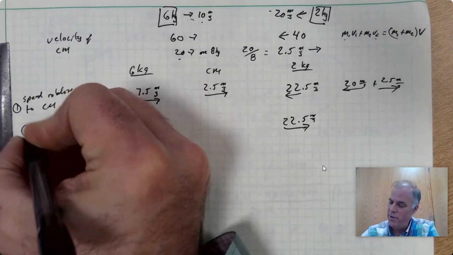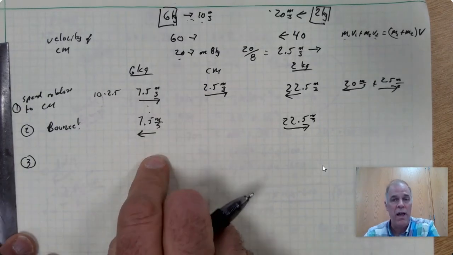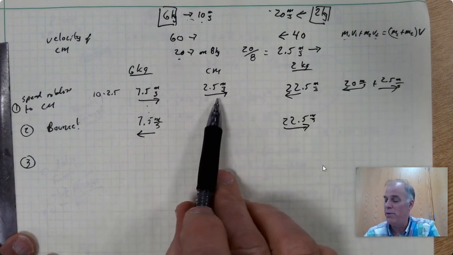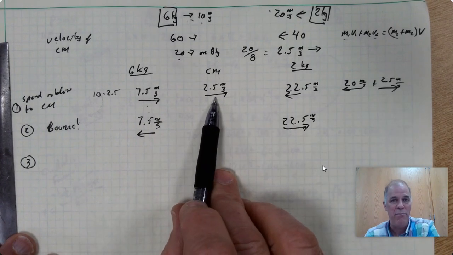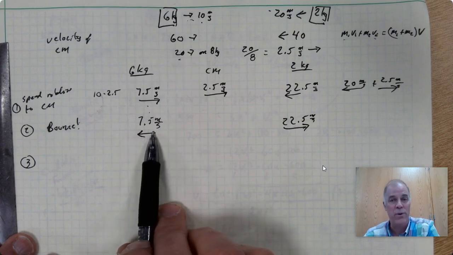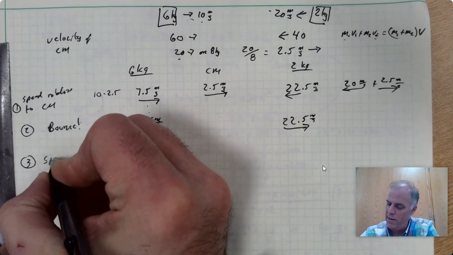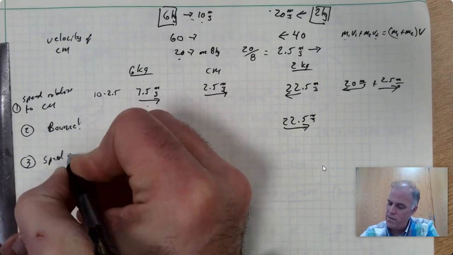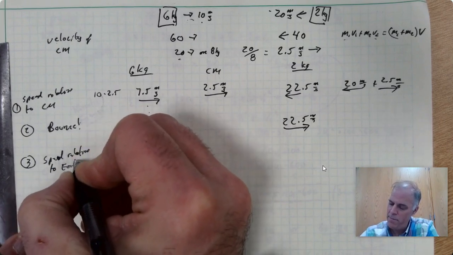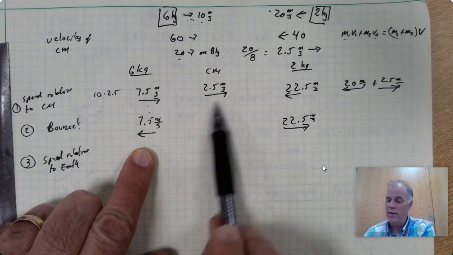Step 1, step 2. Now, step 3 is we need to find our new velocities relative to the ground. So we need to kind of subtract out the speed of the center of mass to figure out how fast these things are going relative to the ground now that they've bounced. So we need speed relative to Earth. Okay, now these are going away from each other.